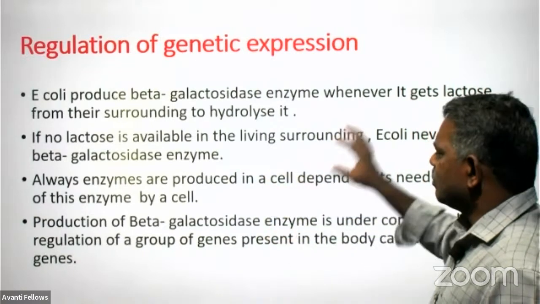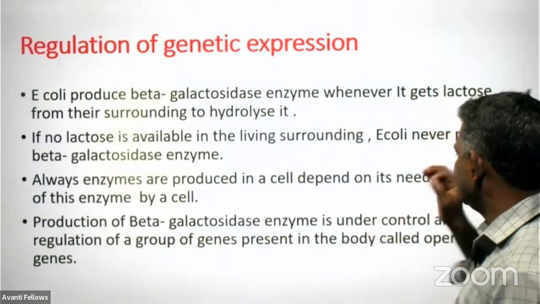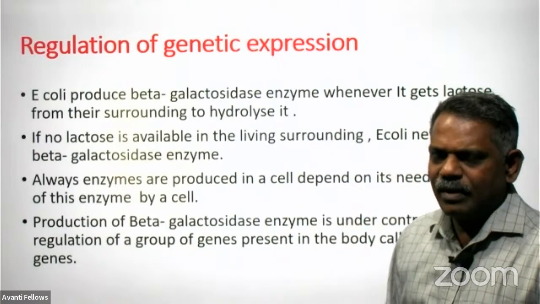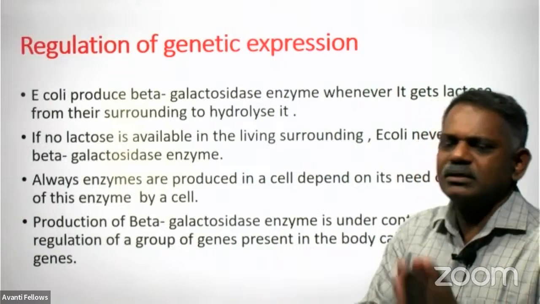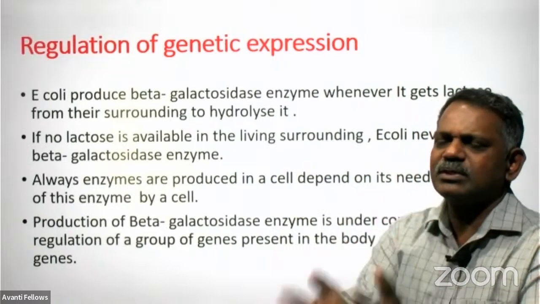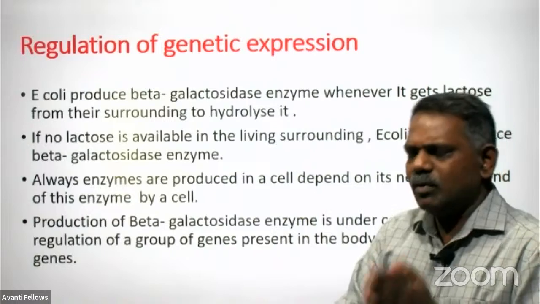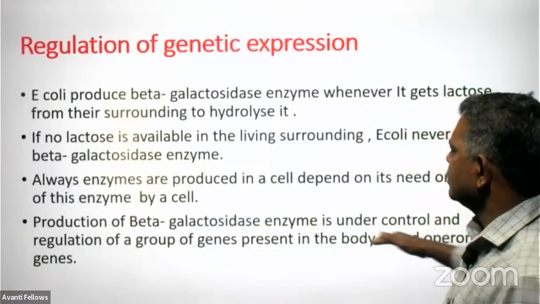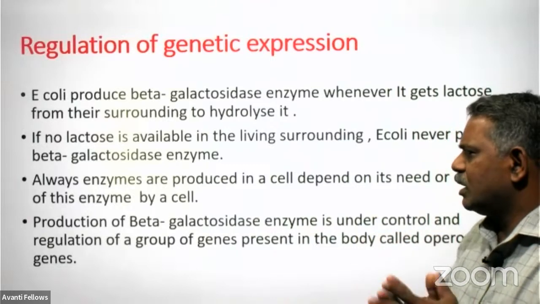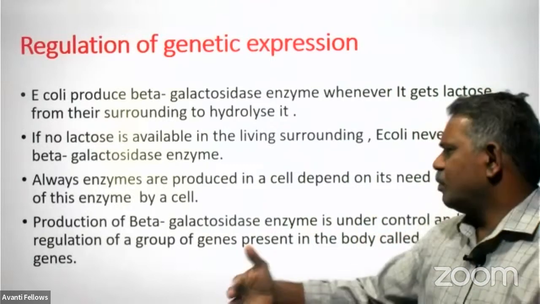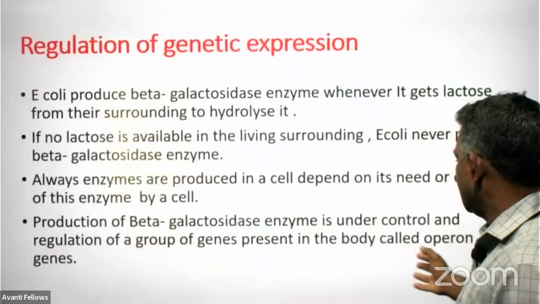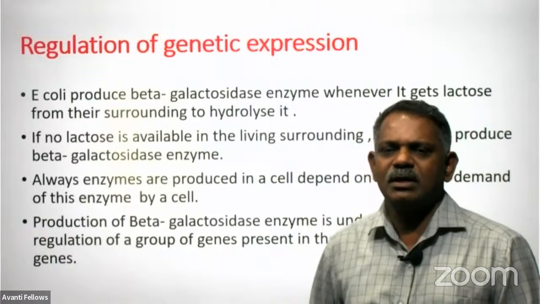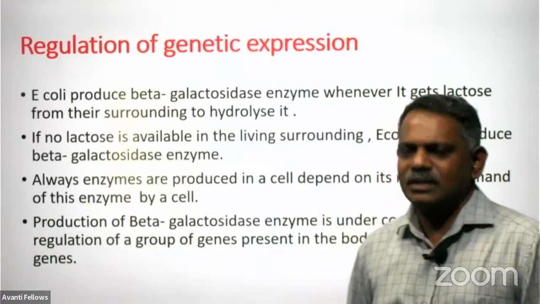Always these enzymes are produced in the cell depending on its need or the demand for the enzyme by the cell. Whenever it requires beta-galactosidase, at that time only the gene will express the character. Otherwise, the gene will be very, very silent. And production of the beta-galactosidase enzyme is under the control and regulation of a group of genes called what? The operon genes. That concept only we are going to discuss here, the lac-operon concept.